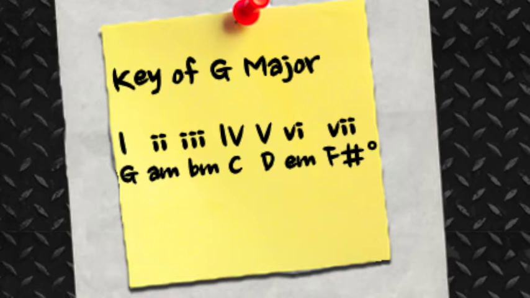Okay, so let's just say for our verse we chose a 1, 6, 4, 5, which would be G, E minor, C and D. It would sound like this: G, E minor, C, and D. Let's say we chose that for the verse. For the chorus, we would start from number 6, which is E minor, and we might go 6, 3, 5, 4, which would be E minor, B minor, D, and C.